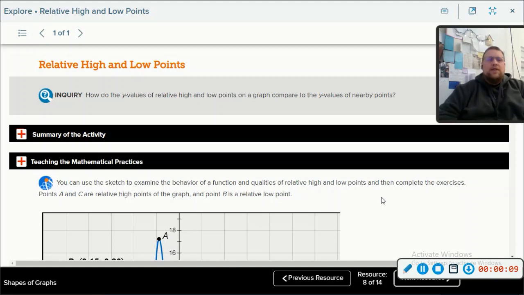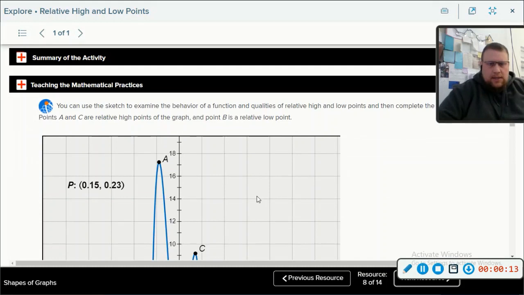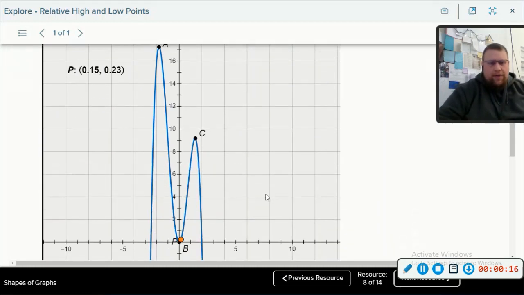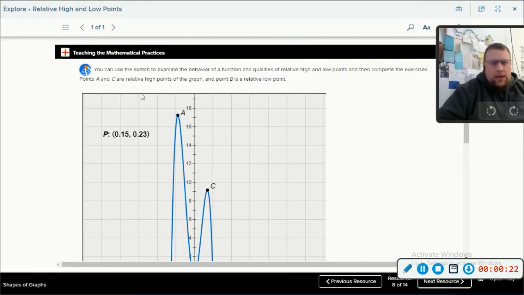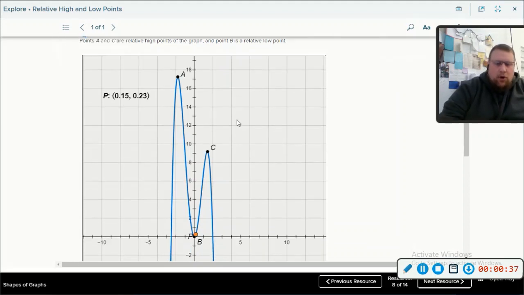We're going to talk about relative high and relative low points today. And let's look down here. I want to look at this graph. I need to zoom out just a tad so we can see everything I want to see at one time. So we can use the sketch to examine the behavior of a function and qualities of relative high and low points, and then complete the exercises. Points A and C are relative high points of the graph, and point B is a relative low point.